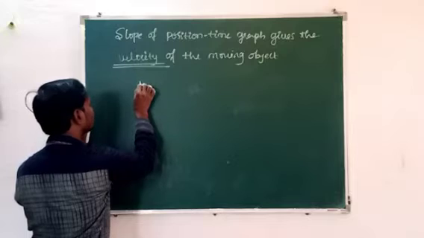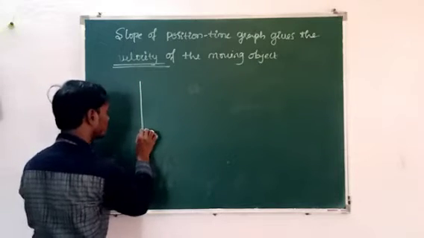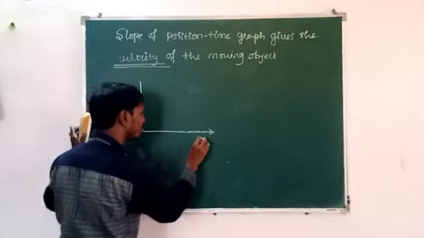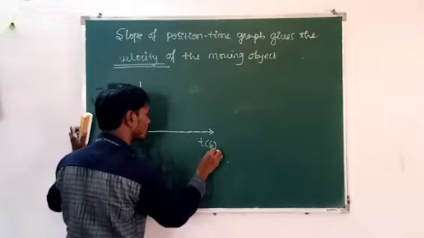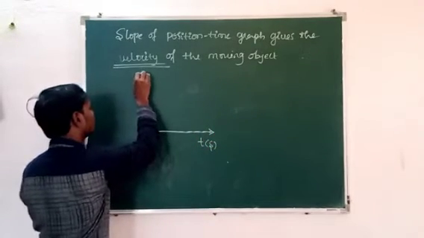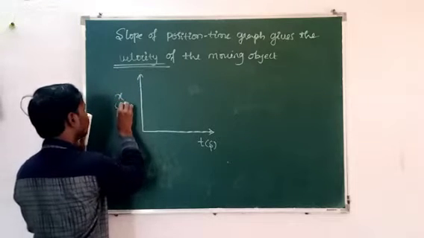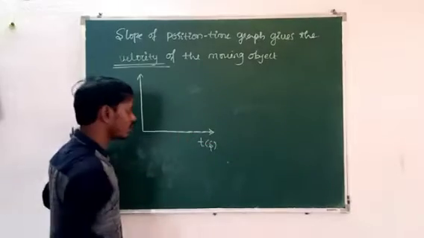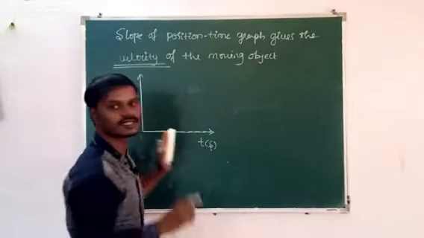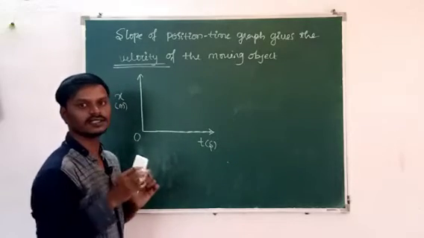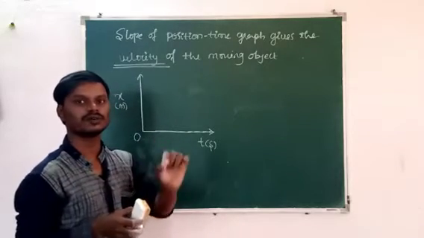So see here, along the x-axis we are going to take time, and along the y-axis we are going to take the position of the object. That position is taken in meter in the given example, and the time is taken in second. Then at the origin I will take the x coordinate 0 and also y coordinate 0.